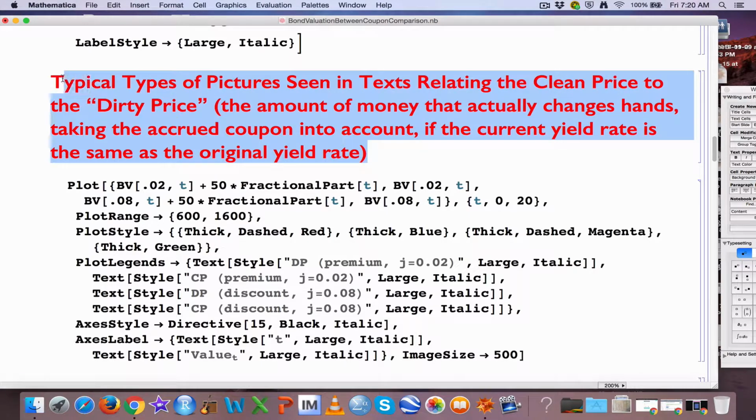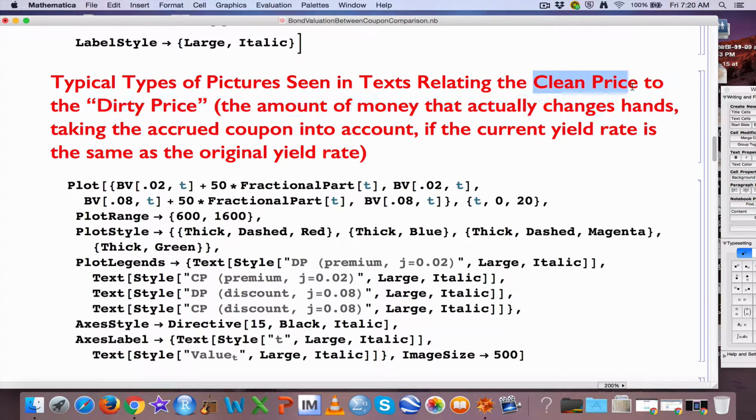I want to compare those, but before I get to the comparison, I want to show you the typical types of pictures that you see in textbooks that relate the clean price, which we've been talking about here, to the so-called dirty price. Now, what is the distinction between these things? The clean price, again, could be thought of as sort of just an interpolation of the values of the bond at coupon payments or right after coupon payments are made.